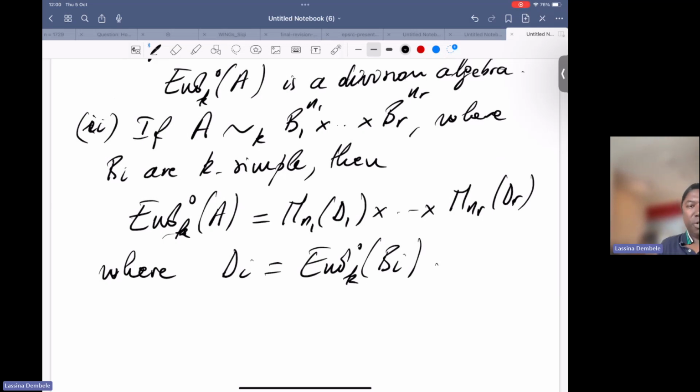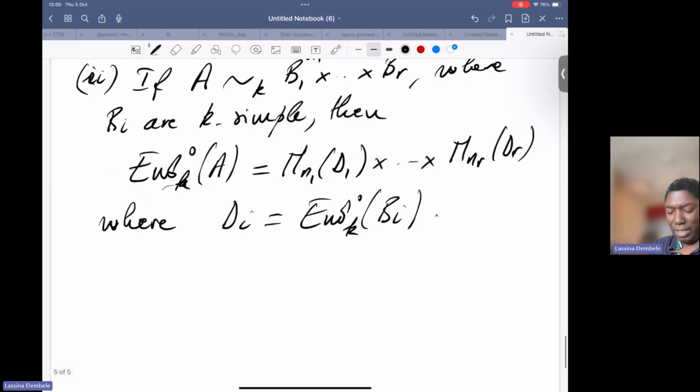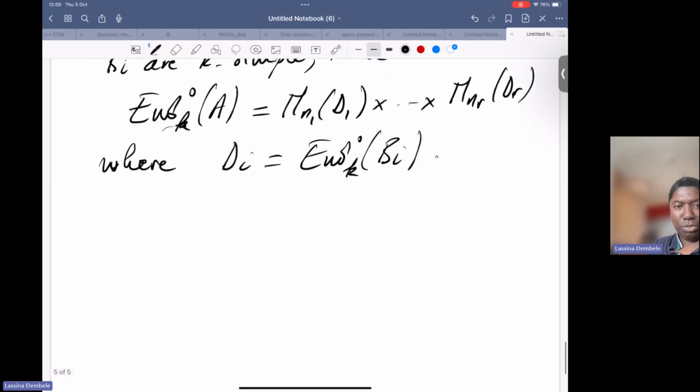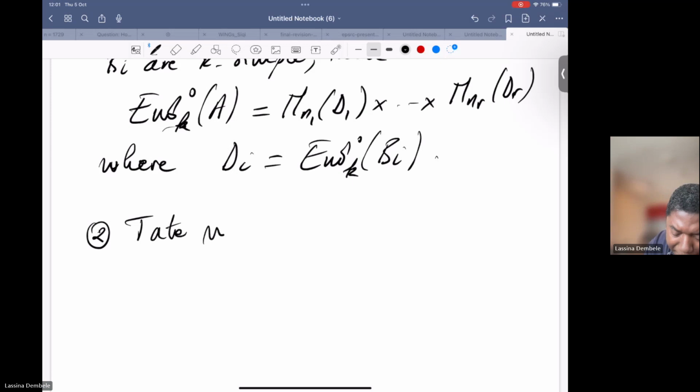So that's what we are going to say about the endomorphism ring of abelian varieties for now. So in the next part, we're going to talk about Tate modules, and then we will discuss the relation between these two sets of objects a bit later. So now the second part is the Tate module of an abelian variety.